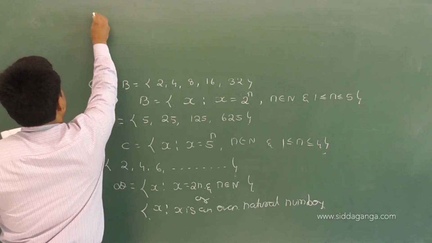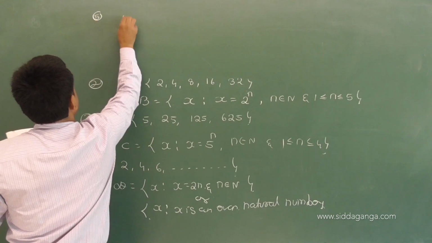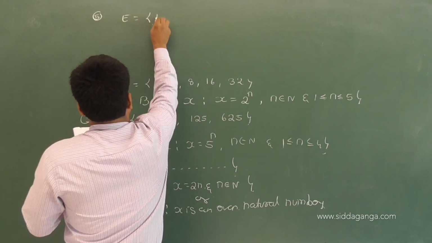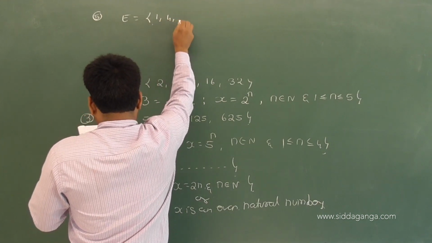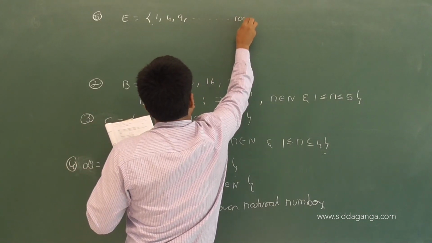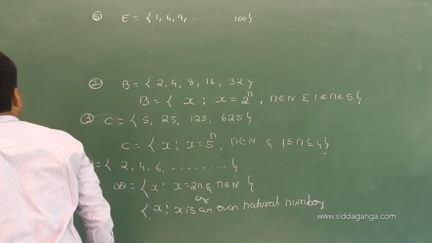The D is over now. Fifth question that we return as E. E is equal to 1, 4, 9, up to 100. Endpoints are given.